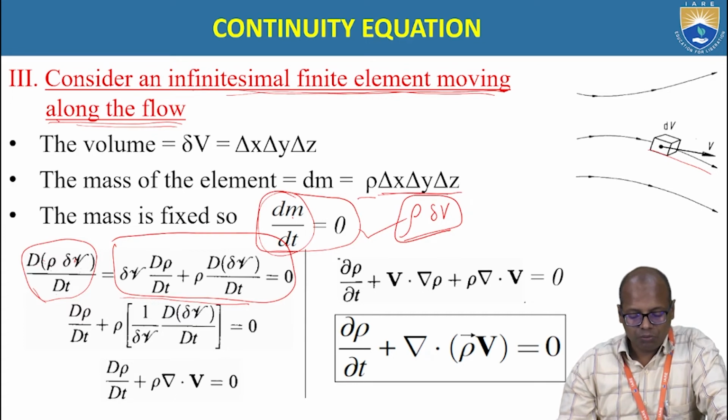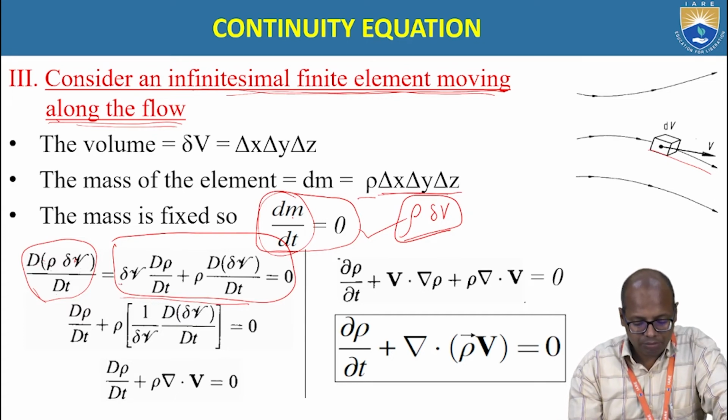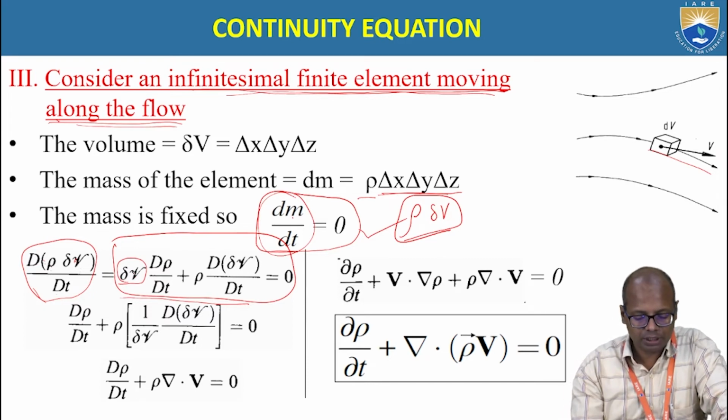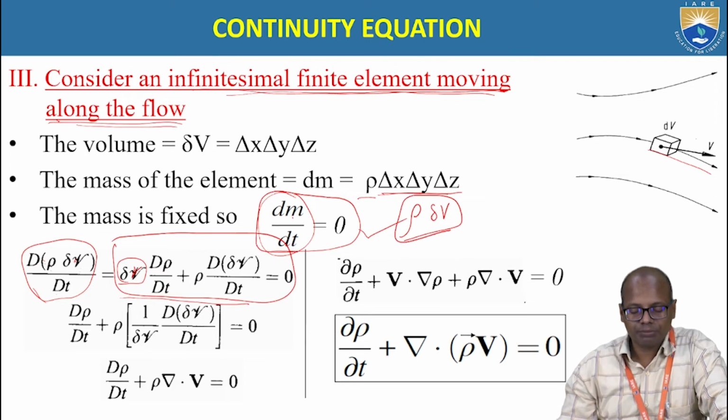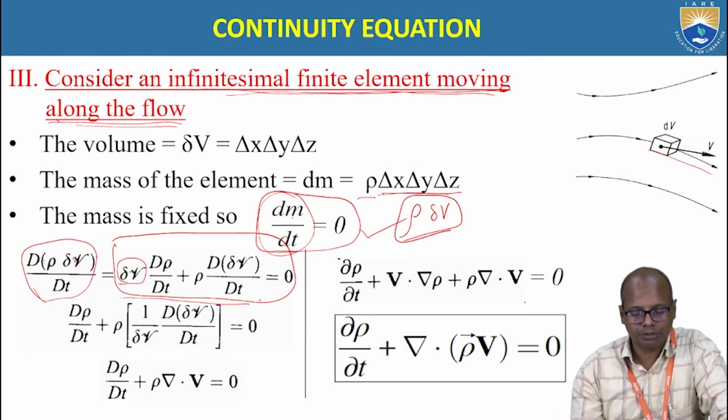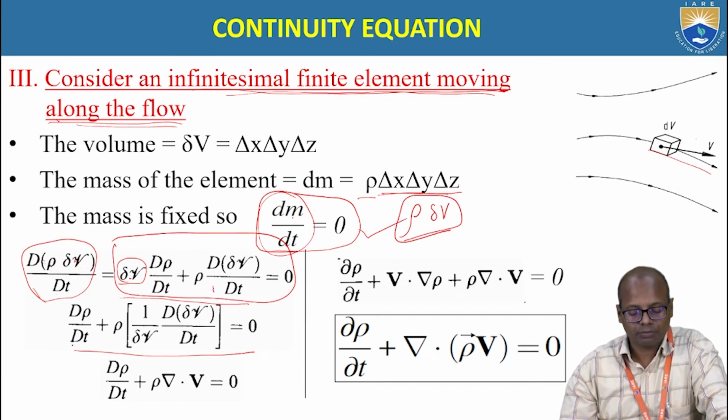Now what I am doing, I am dividing this entire equation by delta V. Delta V is nothing but volume. So I am dividing this entire equation by delta V, and if I divide, I will get this. So the delta V will cancel here, and here it will be only d rho by dt.